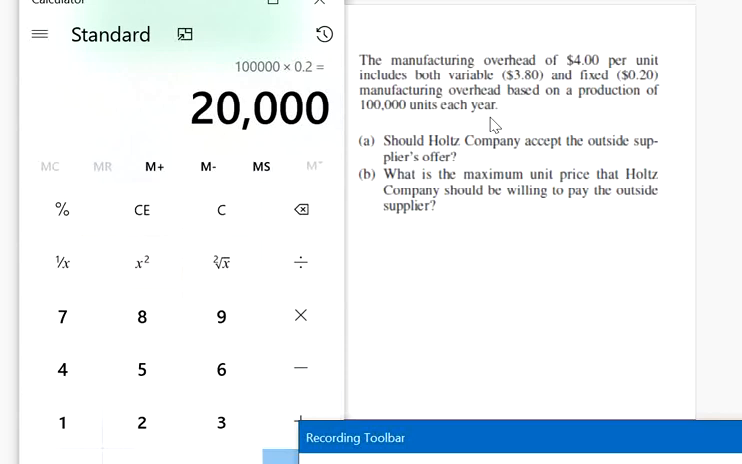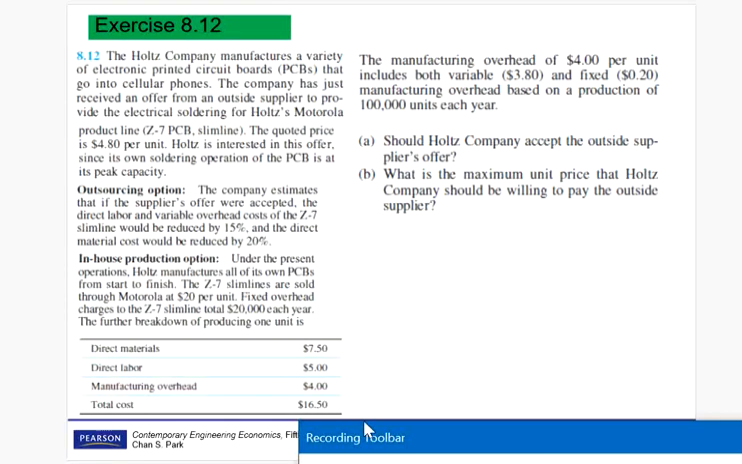Okay, so now we'll see what the variable cost is. This is important now. If you look at this information, the total cost per unit is 16.50, and you're getting an offer of 4.80. Of course, this cost is very high, so we must say, okay, let's go for it. But first, we need to calculate again the total variable cost per unit. On the next slide, I'll show you.